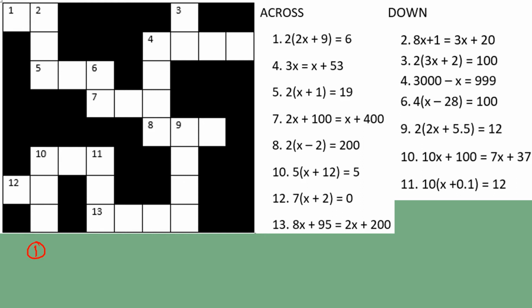So for question 1, if I was solving that, I would expand the bracket. 4x plus 18 is 6. I would take away the 18. 4x is minus 12. I would divide by 4, x is minus 3. And so if the answer to this one is minus 3, we put in at 1 across minus 3. That also means that the answer to 2 down should start with a 3.